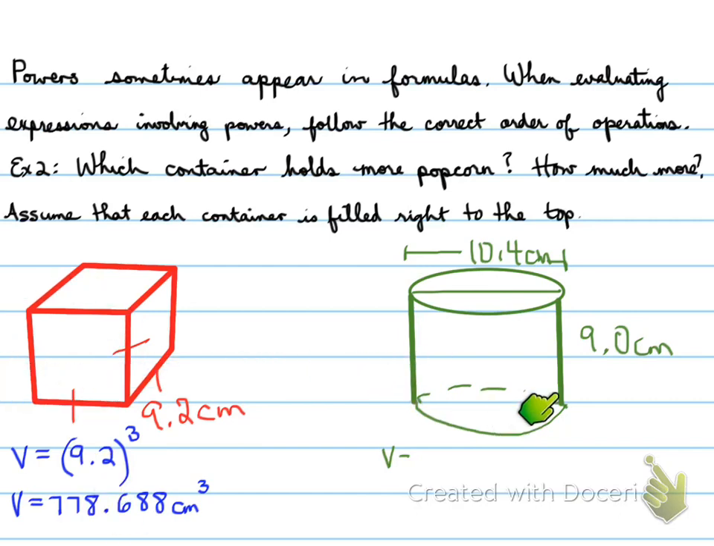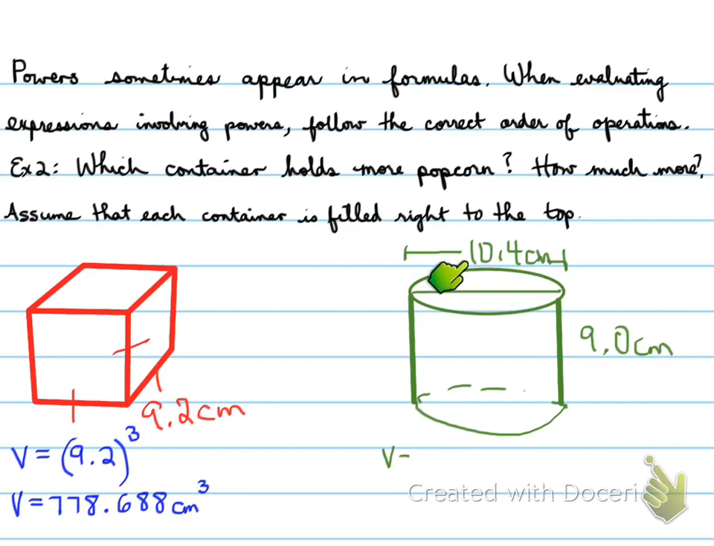Now, we need to find the volume of the cylinder. A cylinder, folks, is just a circle, such as this, that has been stretched out to create the cylinder. That's right, a circle that's been stretched out. So we find the area of the circle and multiply it by the stretch, also here known as the height, and you will be able to get the volume.